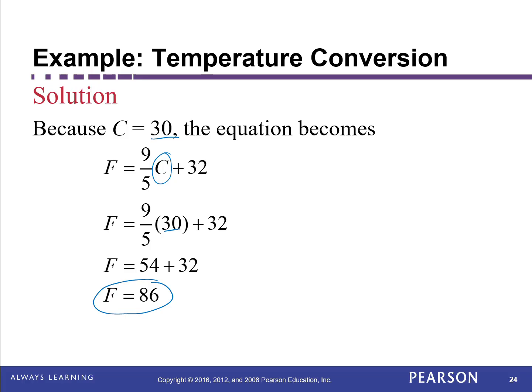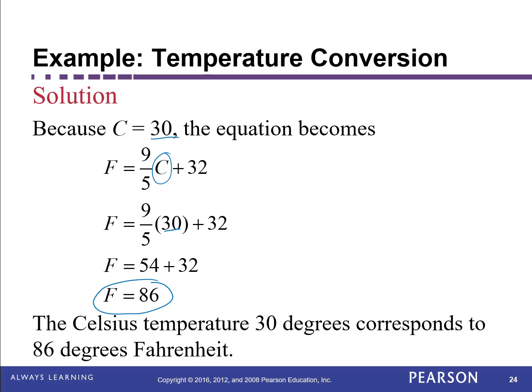Now, a British person would probably tell you that's a heat wave. A person from here in South Carolina, especially in the Aiken area, would probably tell you that is a very cool summer's day. Anyway, the Celsius temperature, 30 degrees, corresponds to 86 degrees Fahrenheit. Now, like I said, a pretty cool summer day.